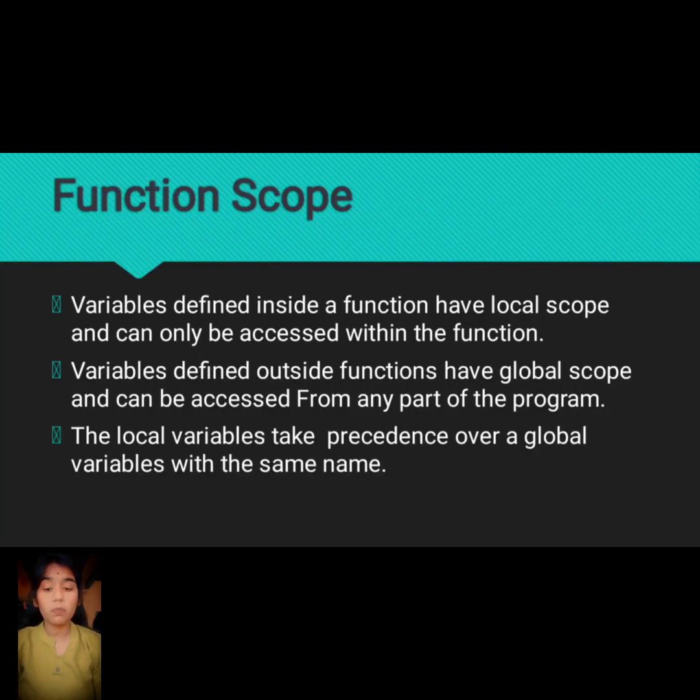Function scope. Variables defined inside a function have local scope and can only be accessed within the function. Variables defined outside a function have global scope and can be accessed from any part of the program. The local variables take precedence over global variables with the same name.